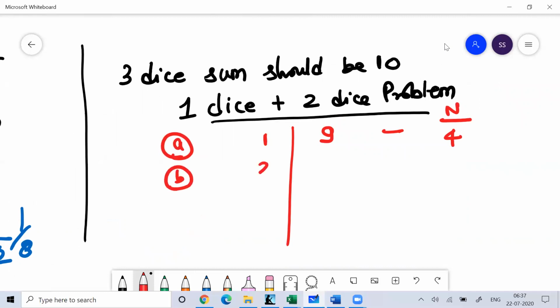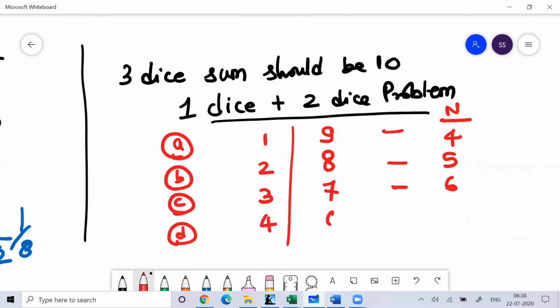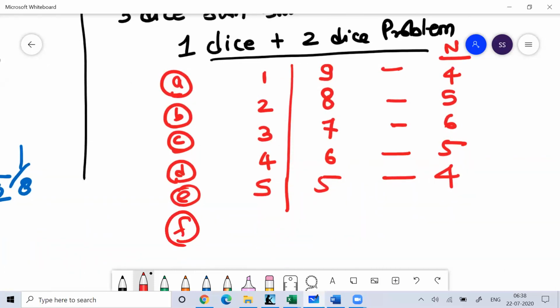Then if on one dice you get the value 2, then here it should be 8. So in how many ways? Sum 8 means the number of ways is 5. Then third, in one dice, if you get 3, then you should get 7. 7 means how many ways? 6 ways. Okay, already you know that shortcut. Then 4 gives sum 6, which means 5 ways. Then this is 5, and 5 comma 5 is 4 ways. Then 6 means sum 4, which means 3 ways.